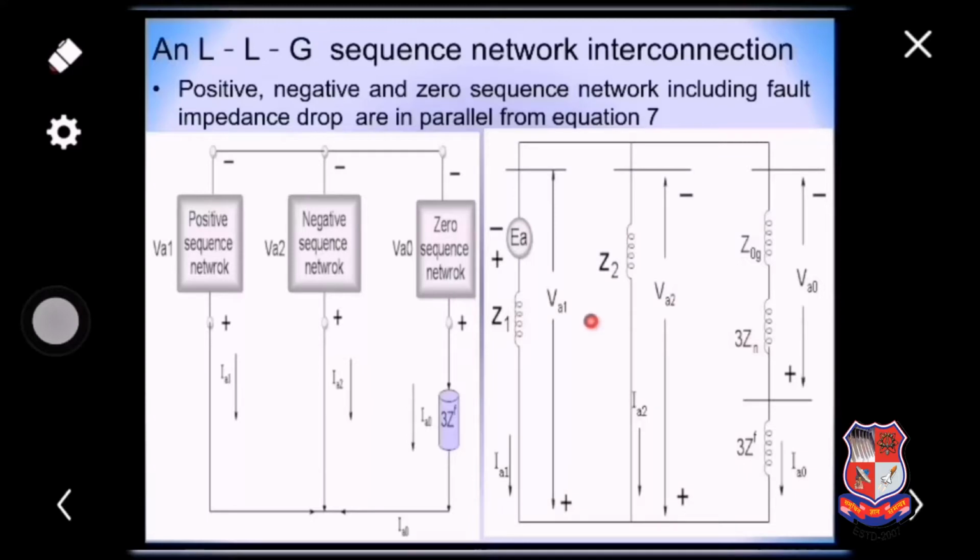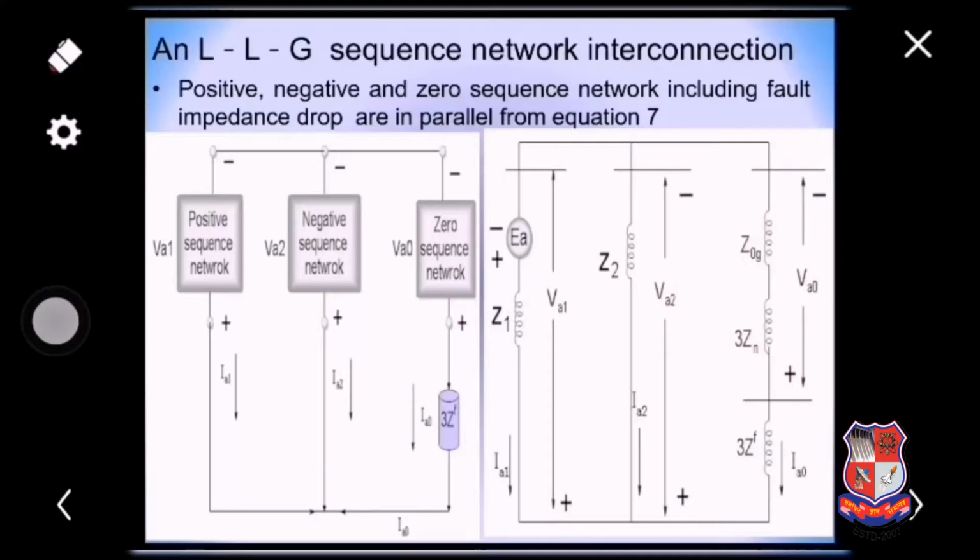Z equivalent is the parallel combination of Z2 with Z0 plus 3ZF, and that combination is in series with Z1. That's why IA1 will be equal to EA upon Z1 plus Z2 in parallel with 3ZF plus Z0. Z0 is again consisting of Z0G and 3ZN.